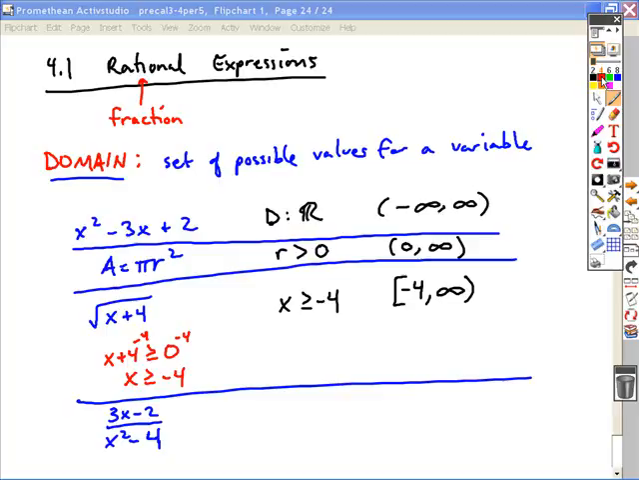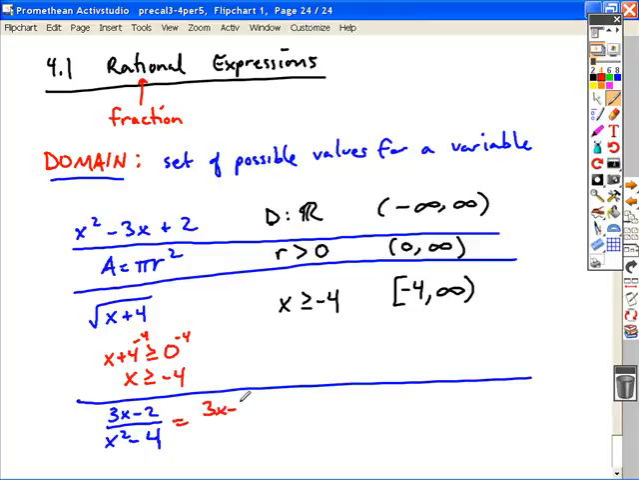Set those factors equal to 0, and those are going to be your restricted values. So for domain, oftentimes you're looking for restrictions. In this particular case, does it matter what's on the top? Not really, not when you're just finding domain. So you're going to look at the bottom.